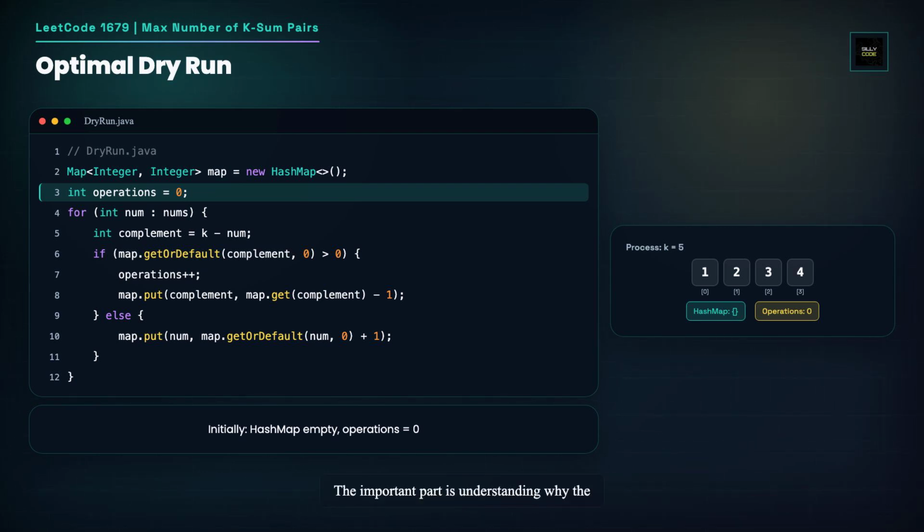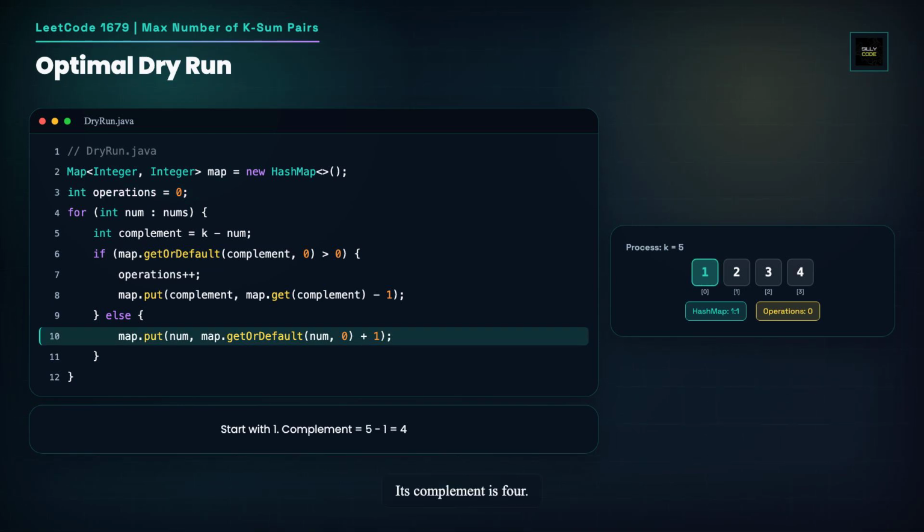The important part is understanding why the HashMap stores numbers waiting for their complements. Let's use the same example. The array is 1, 2, 3, 4 and k is 5. Initially, the HashMap is empty. Operations is 0. We start with 1. Its complement is 4. Is 4 already inside the HashMap? No. So we store 1. Now the HashMap contains 1.